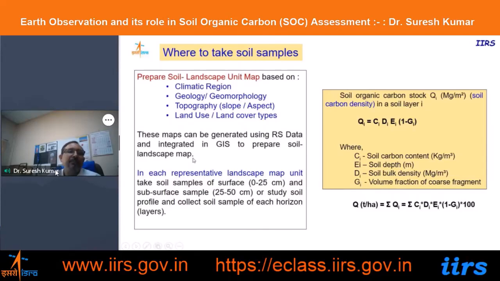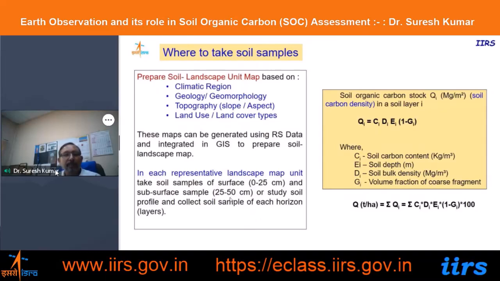Then in each landscape unit, you take soil samples from the top 0 to 25 centimeter or 0 to 30 centimeter, and then 30 to 50 centimeter. In general, if you want to study 1 meter depth of the soils, then take samples at 0 to 25, 25 to 50, and 50 to 100 centimeter, in each layer.